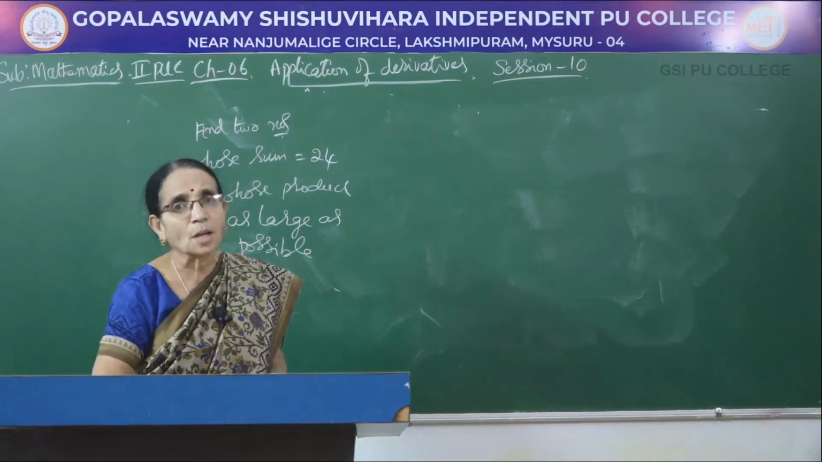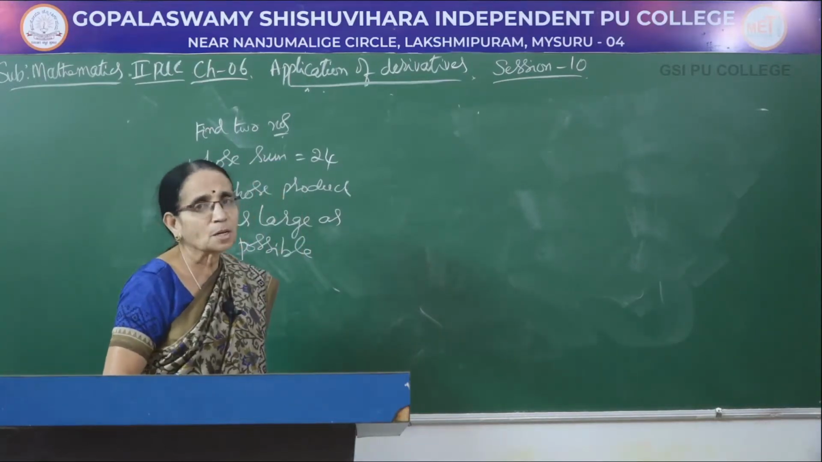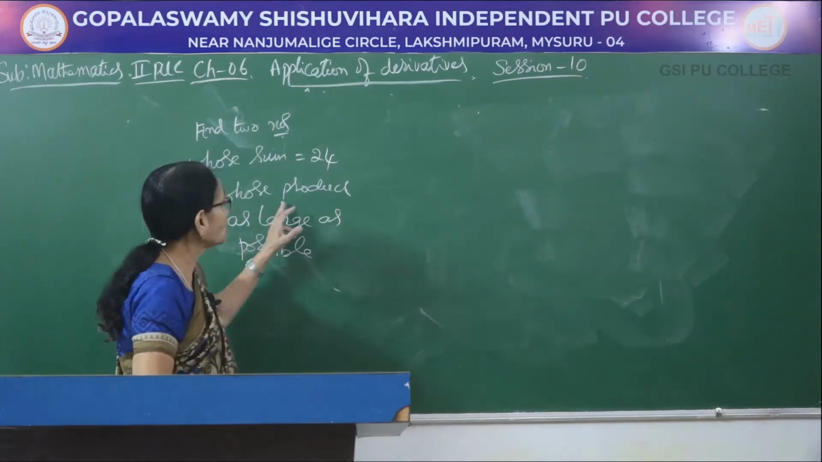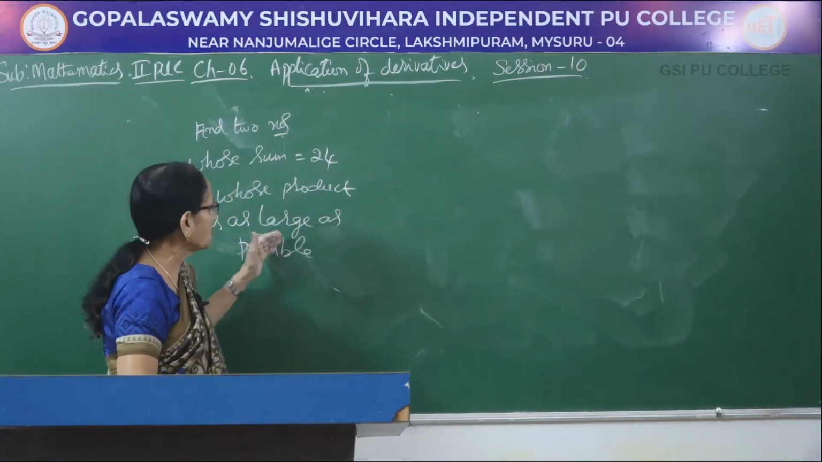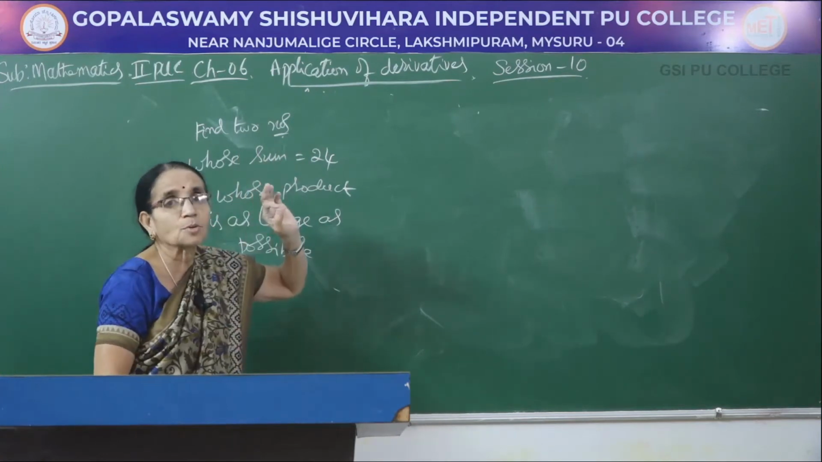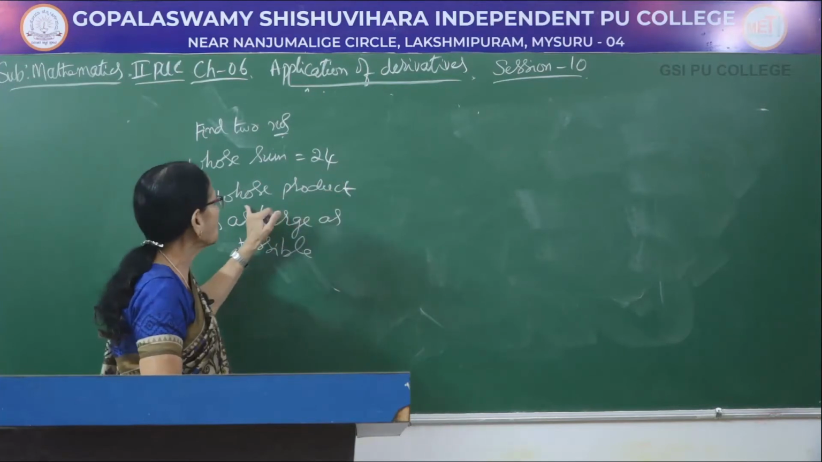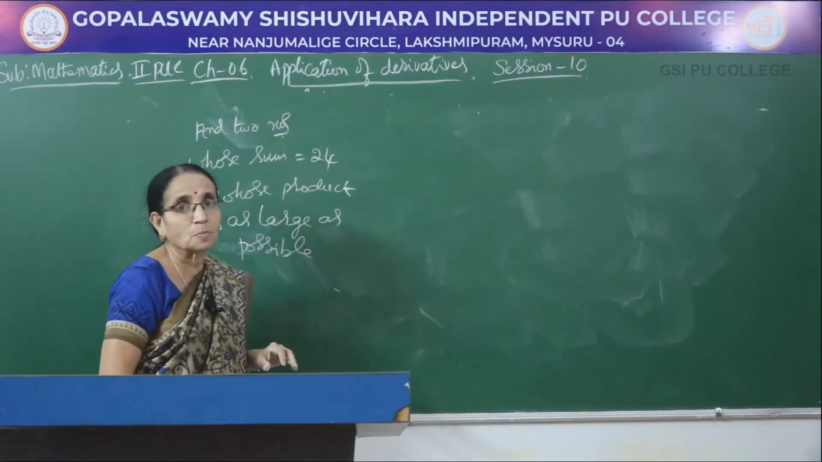You have to find two numbers here. What's the condition? Their sum is given to be 24. So, first that's a data. Now, using the second part of the problem, you have to get the numbers here. Find two numbers. What are those numbers to be calculated? Whose sum is given to be 24 and whose product is as large as possible.